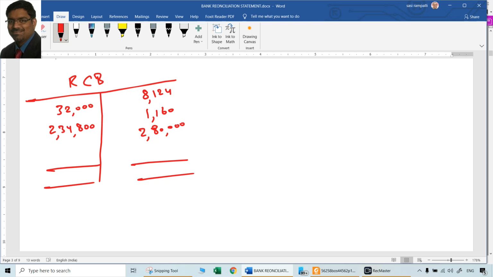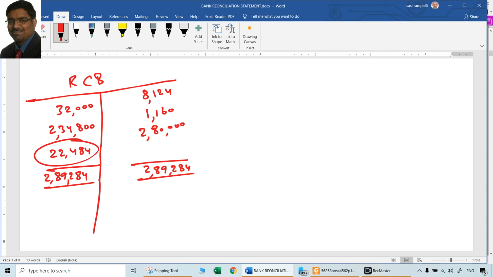280 plus 1160 plus 8124. Bigger total is 2,89,284. 2,89,284. So how much is the balance now? 234,800 minus 32,000. If you take out, 22,484. Which balance is this?